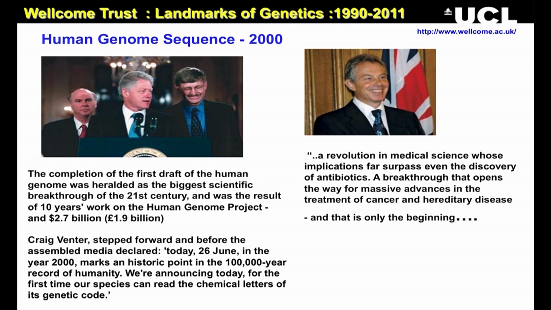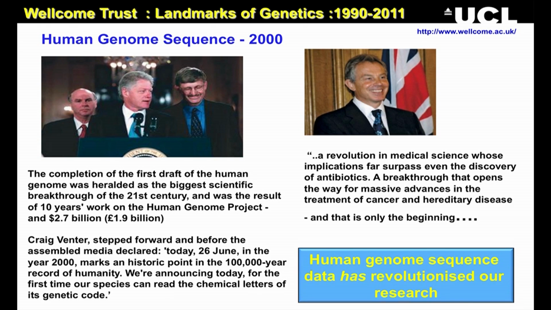Now, many of you know that there's been a lot of fuss in the press about the human genome sequence. This is the press conference. Clinton, this is Francis Collins, who's the director of the National Institute of Health in the US. This is a venture capitalist called Craig Venter, and they were announcing the completion of the first draft of the human genome. It's 10 years' work. It cost $2.7 billion. And you can see the quote there.